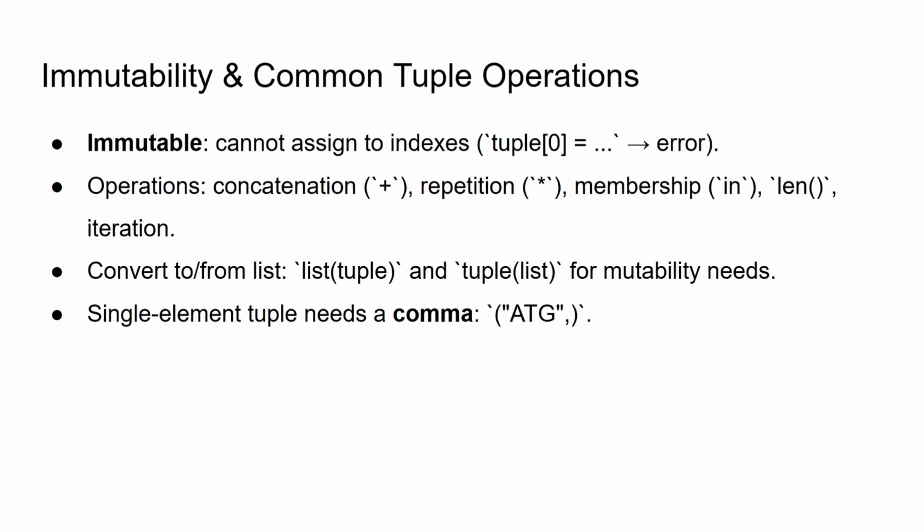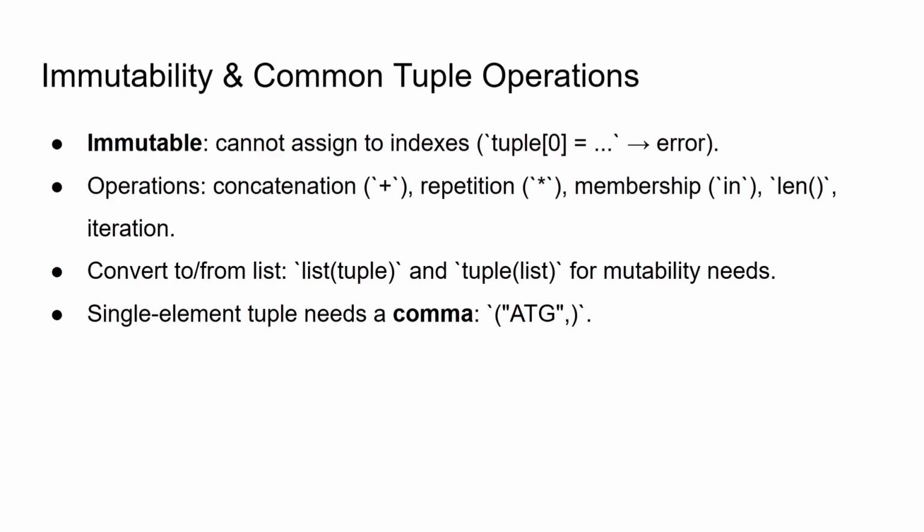Now let's talk about immutability and what operations we can do with tuples. First, tuples are immutable, which means once you create a tuple, you cannot change its elements. For example, if you have DNA_tuple equals ATG, CGT, TTA, and you try to do DNA_tuple[0] equals AAA, Python will give an error. This is different from lists where you can freely change elements.